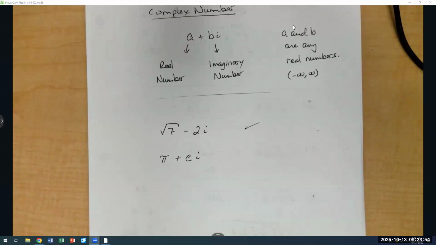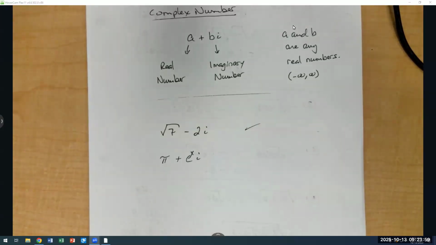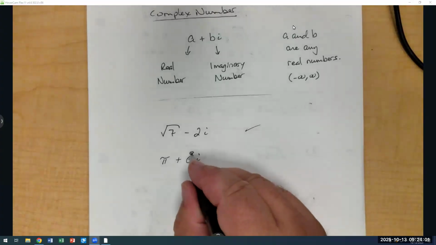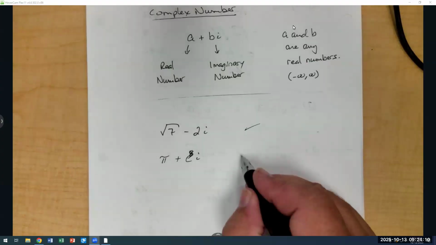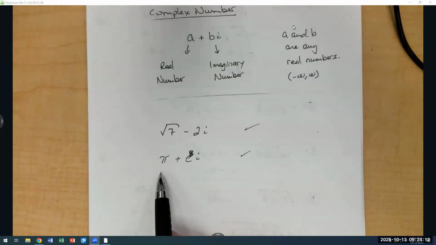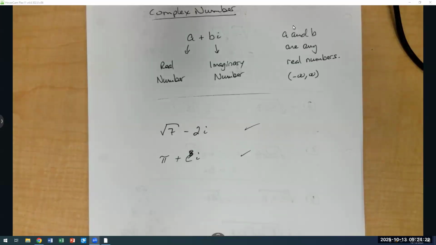Is that a complex number? Yeah, let's put 8 here. Pi plus e to the 8th i. Is that a complex number? It is. Is pi between negative infinity and positive infinity? Yes, it's 3.14 something. Is e between negative infinity and positive infinity? Yes, it's 2.7181. We talked about e's. It's some value. So that's an example.